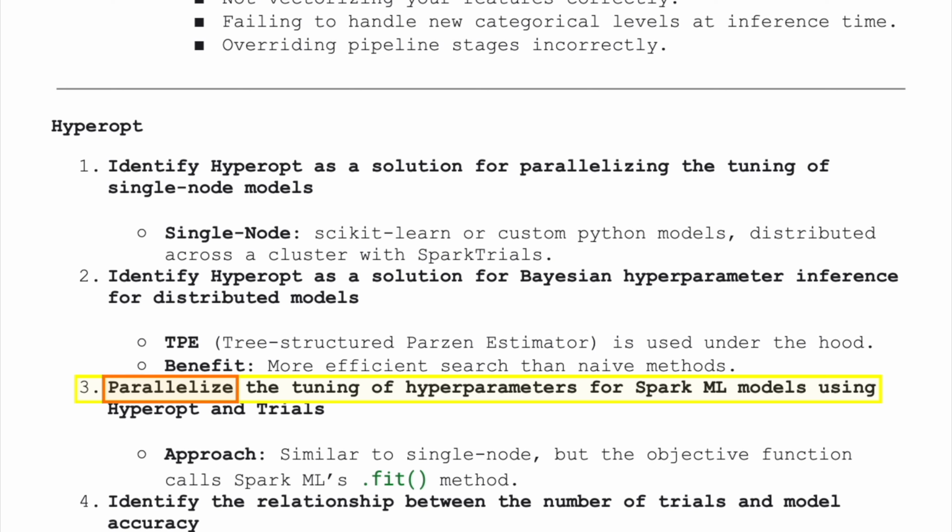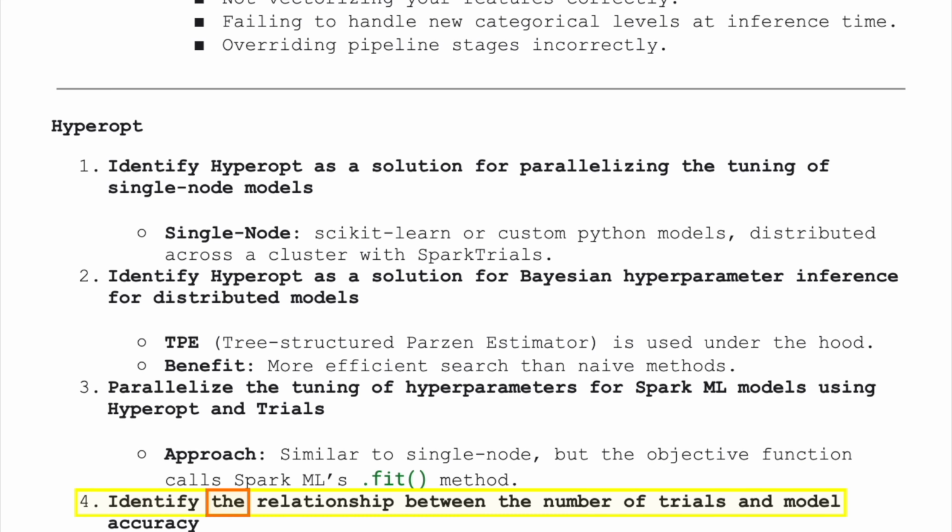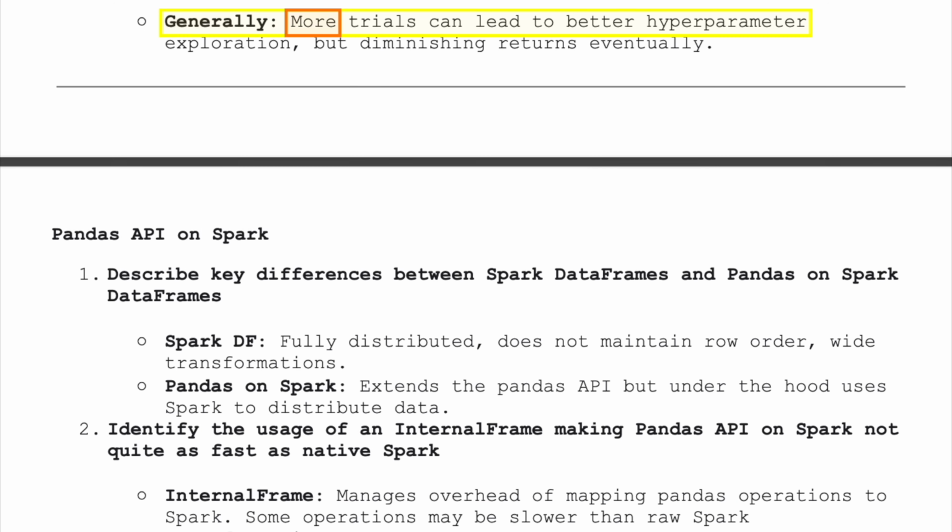3. Parallelize the tuning of hyperparameters for Spark ML models using HyperOpt and the trials approach, similar to single node, but the objective function calls Spark ML's fit method. 4. Identify the relationship between the number of trials and model accuracy generally. More trials can lead to better hyperparameter exploration, but with diminishing returns eventually.